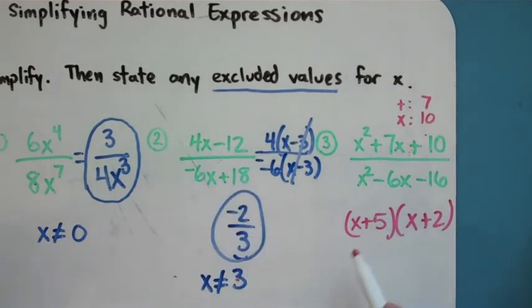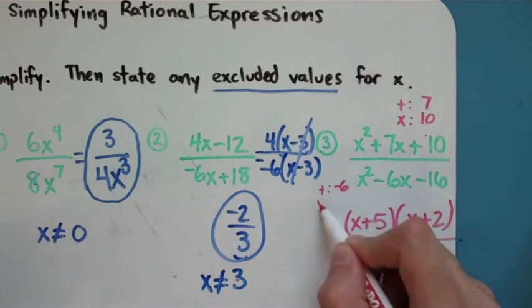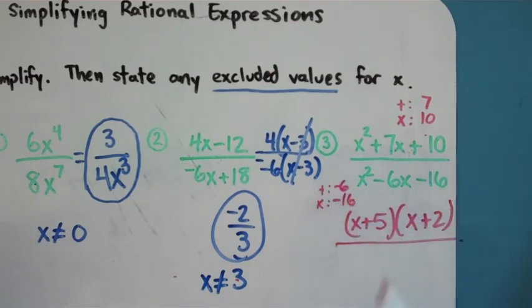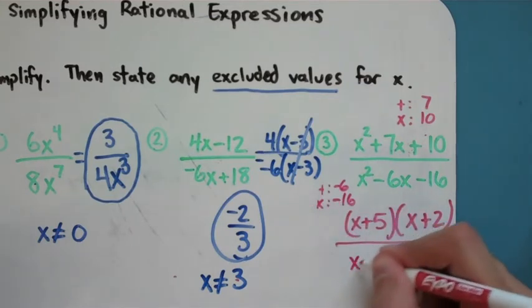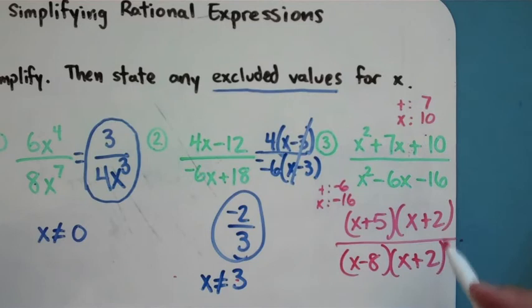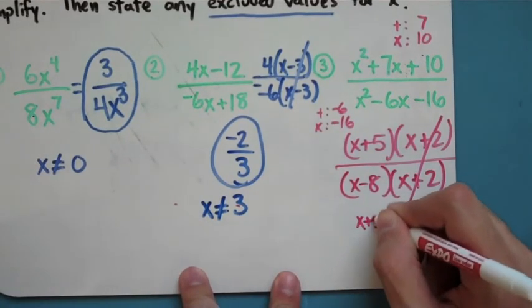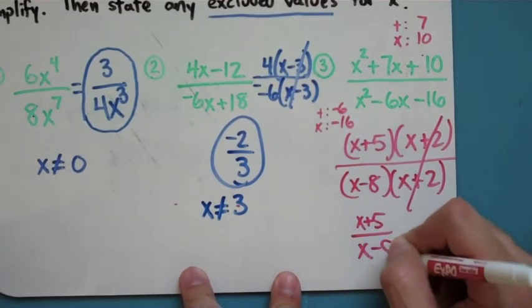On my bottom here, I need 2 numbers that add to negative 6 and multiply to negative 16. And after thinking about that for a little while, you come up with negative 8 and positive 2. So this is going to turn into x minus 8 and x plus 2. As luck would have it, these 2 parentheses here are the same. They're allowed to cancel out, and there's nothing you can do with these 2 right here. So my final answer for this one is just going to be x plus 5 over x minus 8.